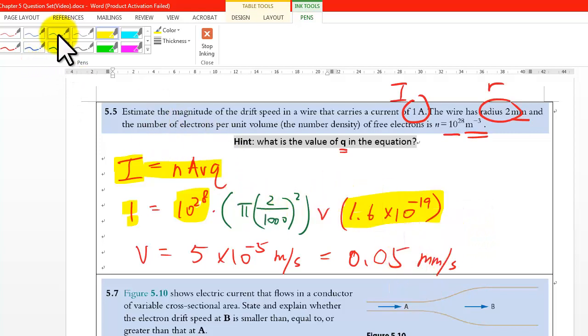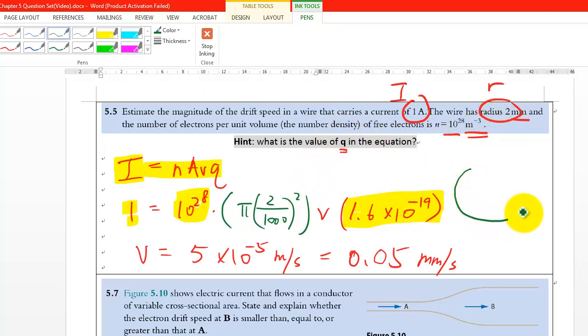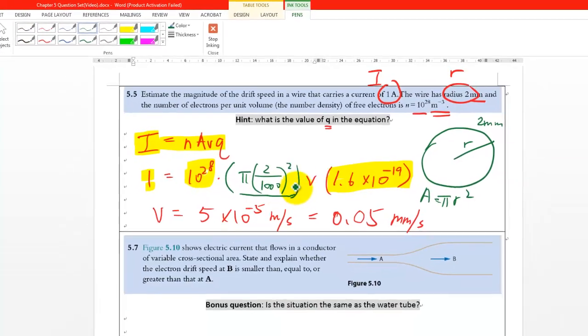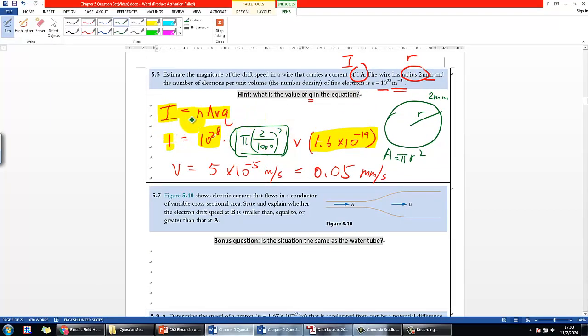The tricky stuff, however, is probably the area, because be careful, this is radius. So assuming it is a circular wire, we always assume it's a circular wire, and then you have a radius of 2 mm, then you have to recall the area is pi r squared. So this is how you can get the answer here. And be careful, again, all this has to be in SI units, so mm convert to meter, divide 1000, and you can get the answer of 5 times 10 to the negative 5 meter per second, which is 0.05 mm/s.